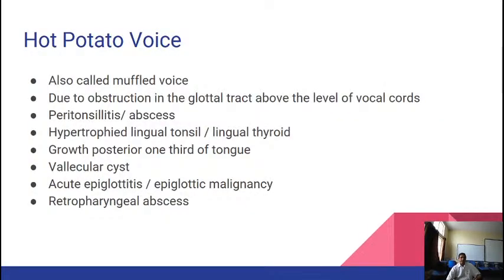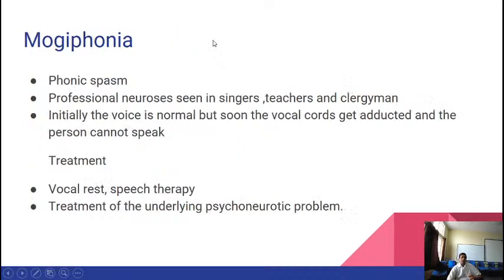Then another voice which is described is the potato voice, which is a kind of muffled voice. This is because of obstruction at the tonsil level, a hypertrophied base of tongue, some kind of growth, a cyst in the vallecular region, or epiglottitis. That is the area in the oropharynx where there is some kind of obstruction, which produces a peculiar voice called the potato voice.